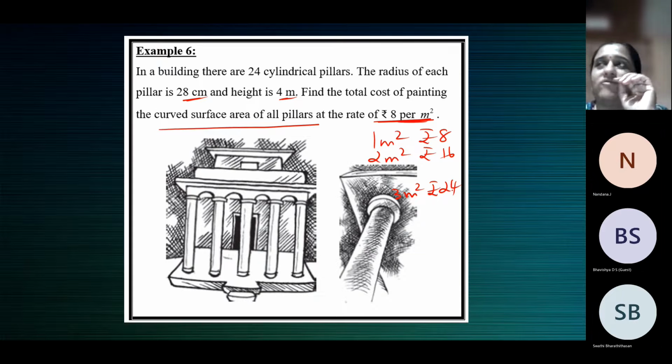So you have to find the curved surface area of one pillar, because they're asking you to find the cost of painting. It's not about volume. Painting is about the surface area. So you have to find the curved surface area of one pillar, multiply by 24 to find the curved surface area of 24 pillars. And if you find the area in meter square, it is easy to find the cost because 1 meter square is 8 rupees. So supposing 10 meter square, it will be 10 into 8, 80 rupees.